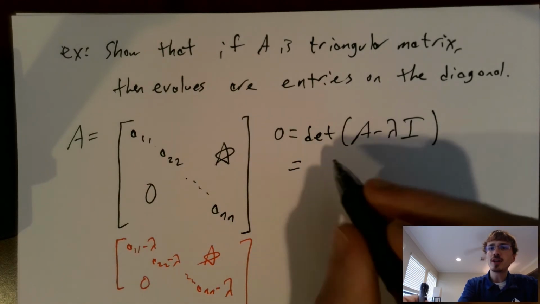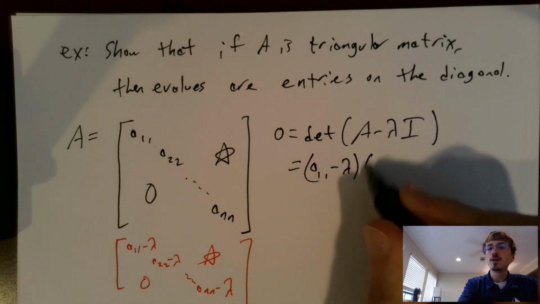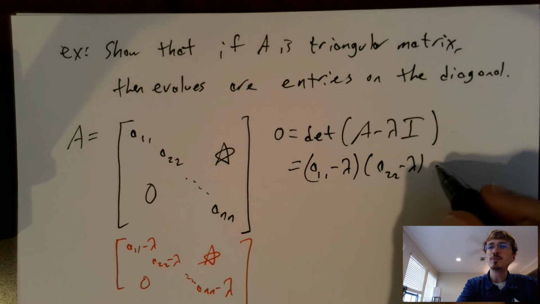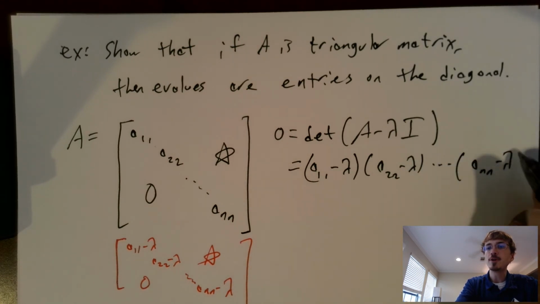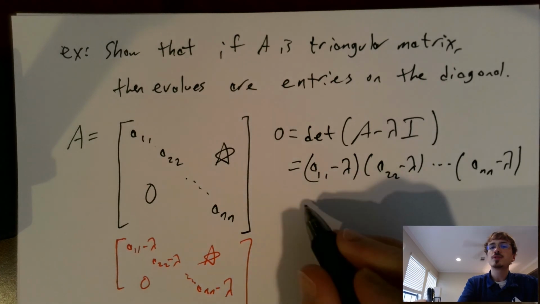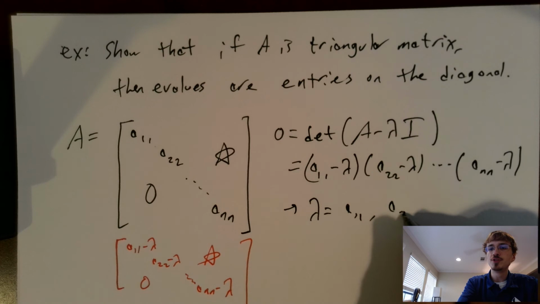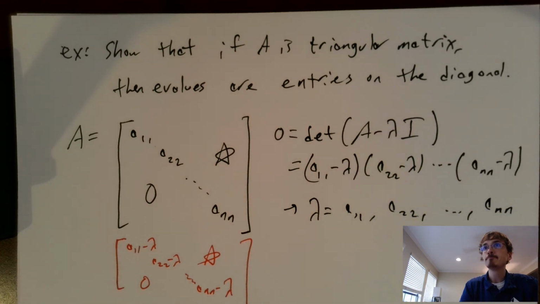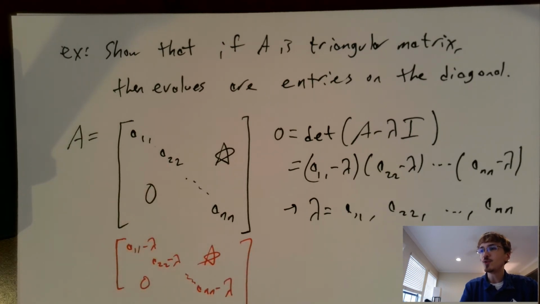So this determinant now is equal to a11 minus lambda times a22 minus lambda, these are just the diagonal entries in this matrix here, times all the way down to ann minus lambda. And what are the roots? a11, a22, all the way over to ann. They're all eigenvalues. So whatever is on the diagonal here is going to be your collection of eigenvalues.